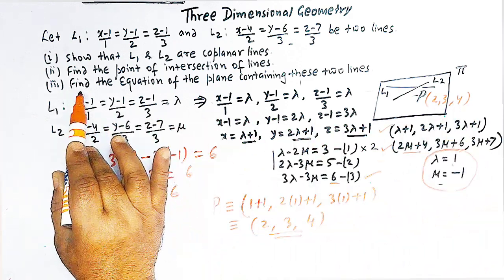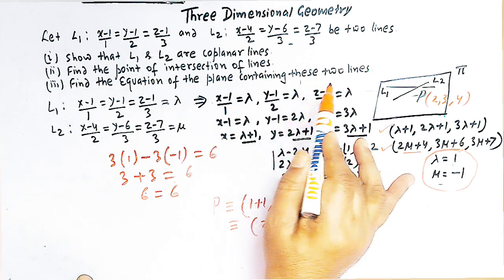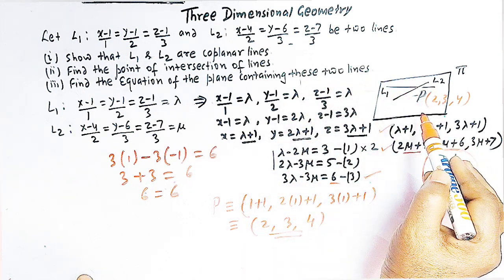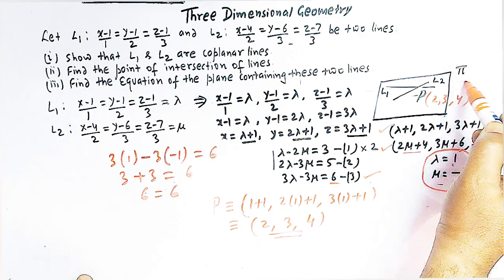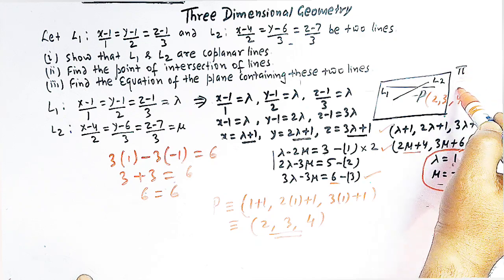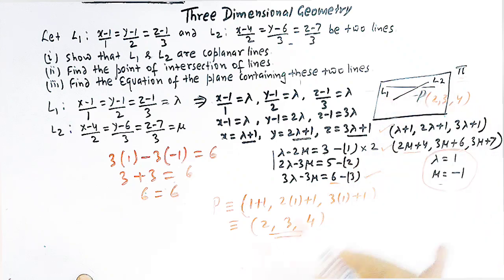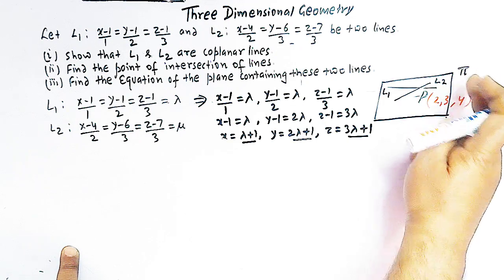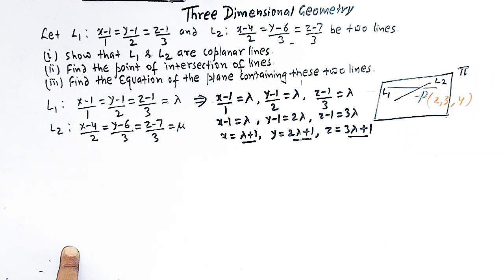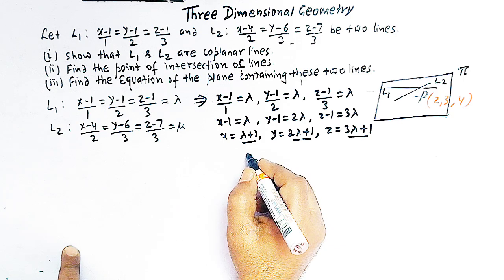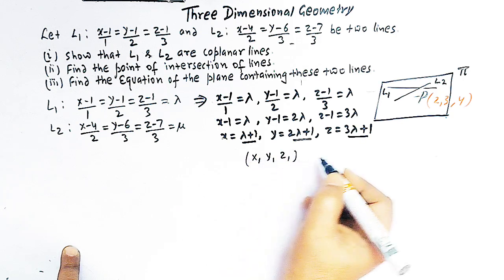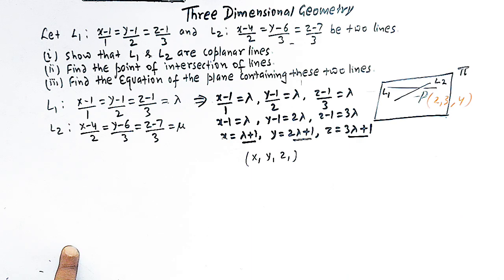So now let us find out the equation of the plane containing these two lines, right? Since these two lines are coplanar, let us find out the equation of the plane pi which contains these two lines L1 and L2. Now to get the equation of this plane pi, we'll make use of this concept, that is the equation of a plane passing through three non-collinear points.